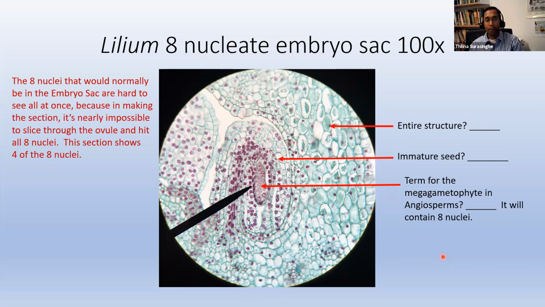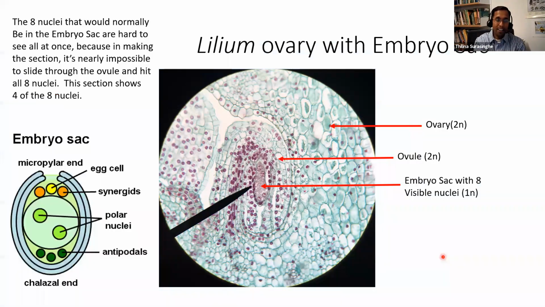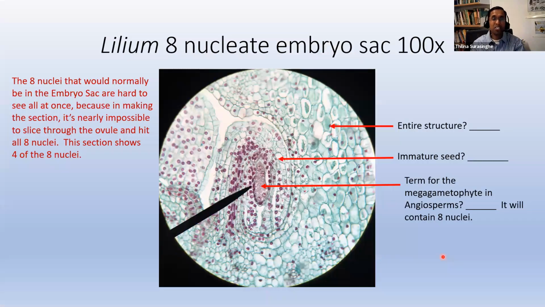And then that megagametophyte, particularly the megagametophyte of the angiosperm, can also be termed embryo sac. If you wondered what this embryo sac is, it's another name for the megagametophyte of the angiosperm, right? Especially the one that actually has these 8 nuclei. Okay, so the megagametophyte is in the process of developing 8 nuclei, right?